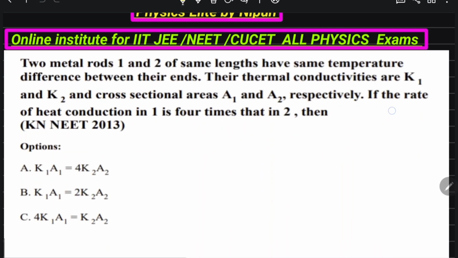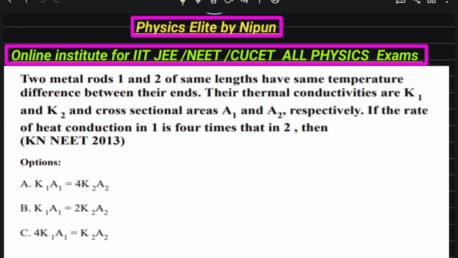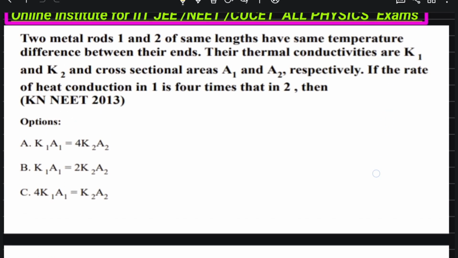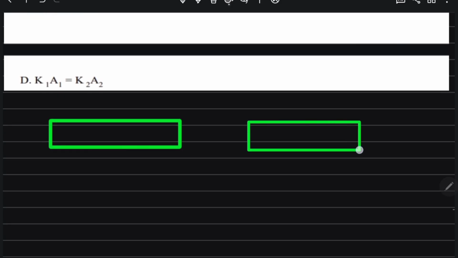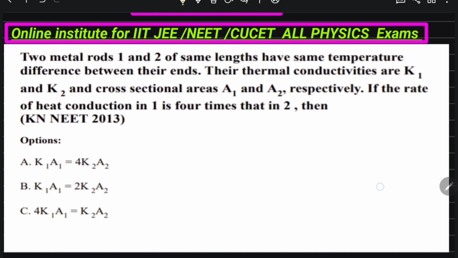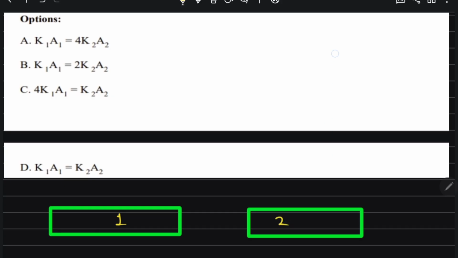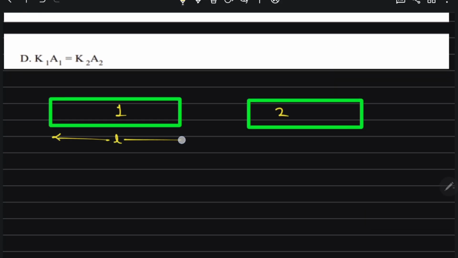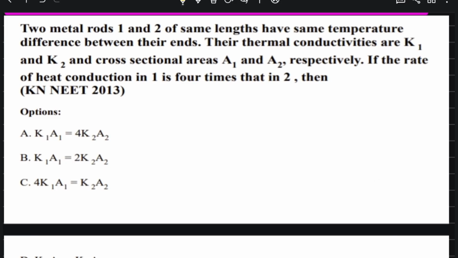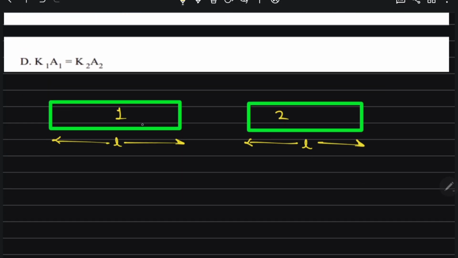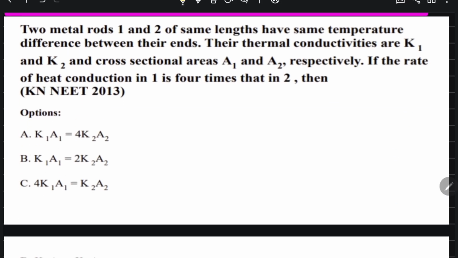So I proceed for the next question. This is again a question from 2013. Two metal rods, first and second, have the same length L and the same temperature difference between their ends. Their thermal conductivities are K1 and K2.